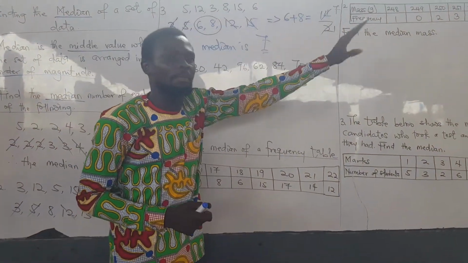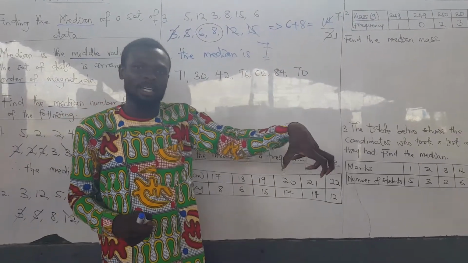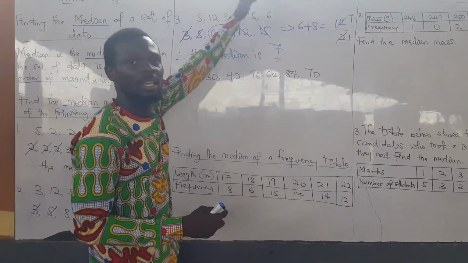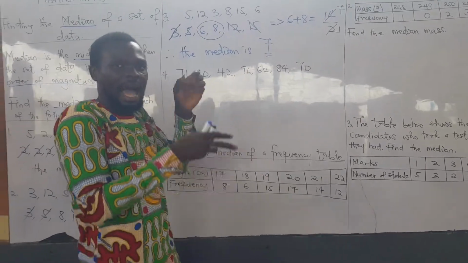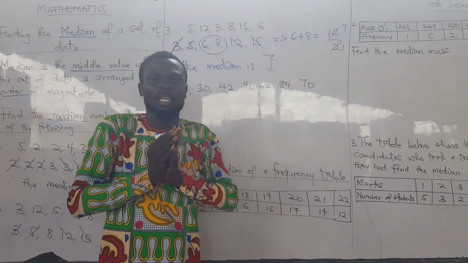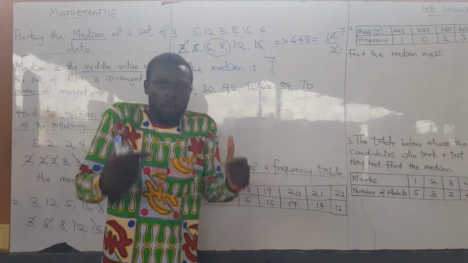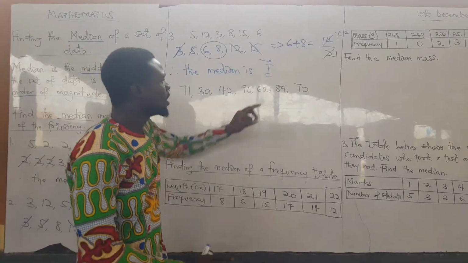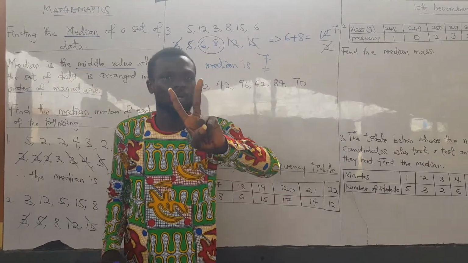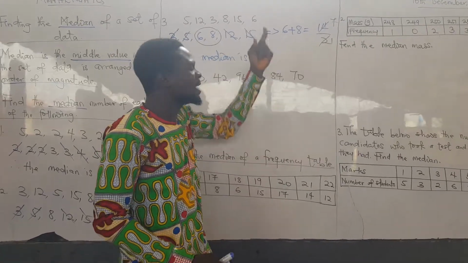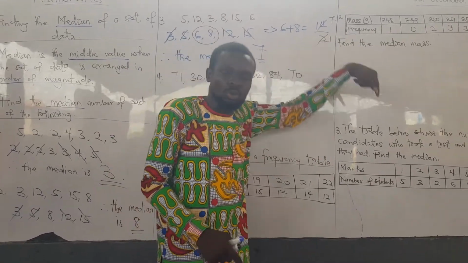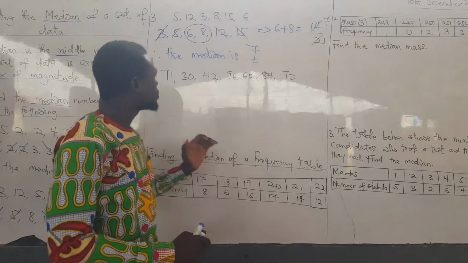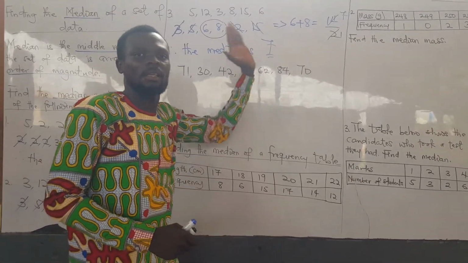When you arrange the numbers and you get 2 numbers in the middle, you find out that there is no way you can pick one and leave the other. So because the 2 numbers are both in the middle, put the numbers together and divide by 2. Why did we divide by 2? We divided by 2 because 6 and 8, they are 2. And this is just like finding the mean number. So therefore, the median is 7.